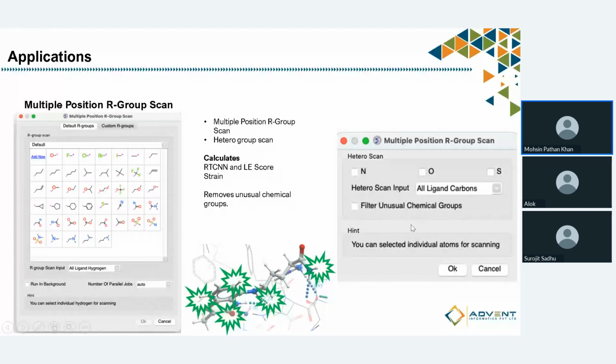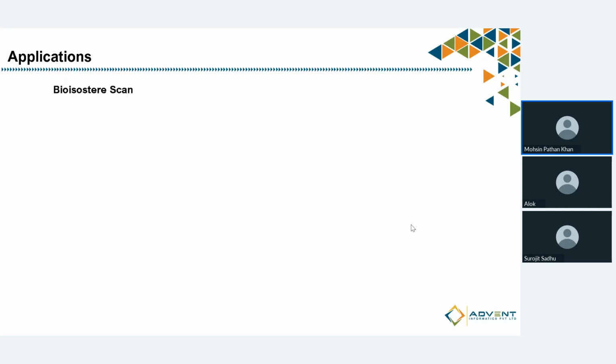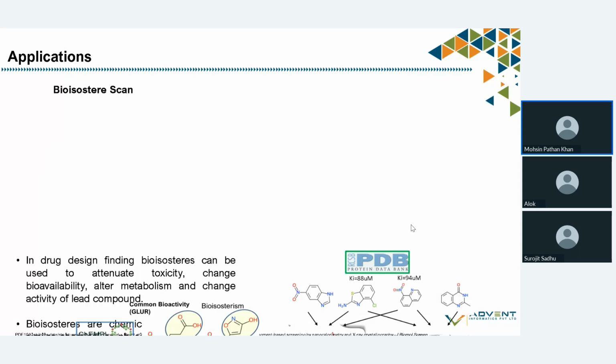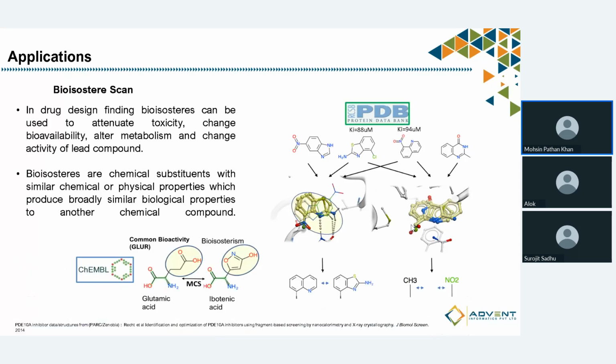Similarly, another application of the ICM 3D ligand editor is to perform bioisostere scanning. In drug design, as we all know, bioisosteres can be used to address toxicity, change bioavailability, alter metabolism, and change the activity of lead compounds. Basically, bioisosteres are chemical substituents with similar physicochemical properties, which produce broadly similar biological properties to another chemical compound.